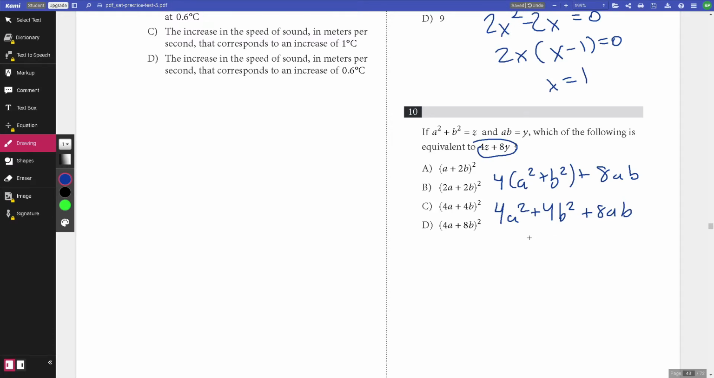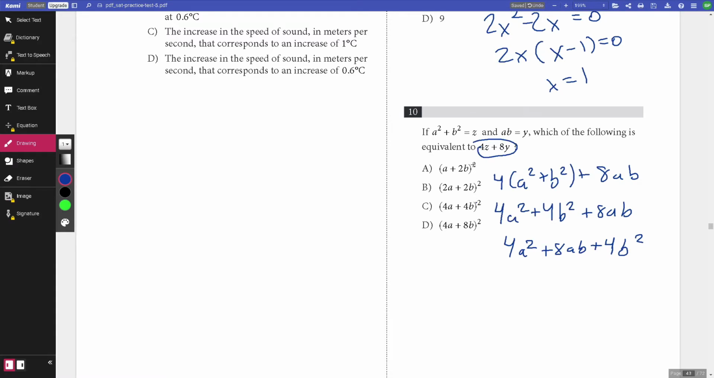Then we can just rearrange it and make it easier to factor. So let's look at our answer choices. What we can see is these are all squares. So when you square the first term, it should equal 4a squared, and you square the last term, it should equal 4b squared. So let's look at which one matches.